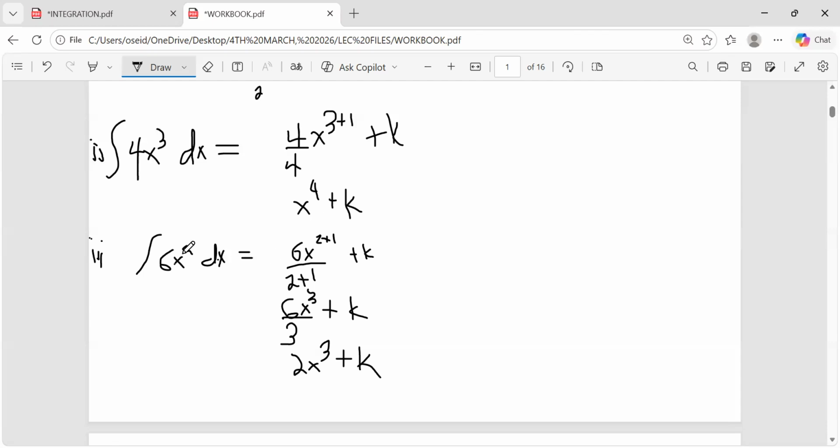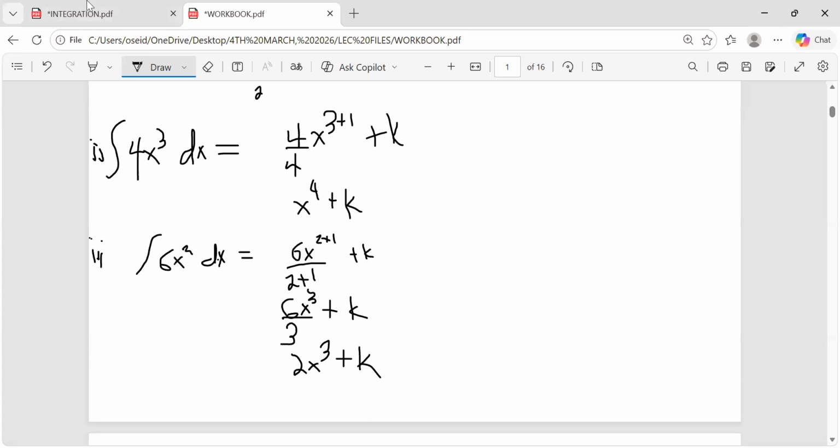The same applies to this one also, that we had 6x squared to integrate. During the integration, the rule says that we should add 1 to the power, then divide by the coefficient. When we are dividing, the coefficient is 6 and the power is 3. So 6 is divisible by 3. So we had 2x exponent 3 plus k, which is the constant term.